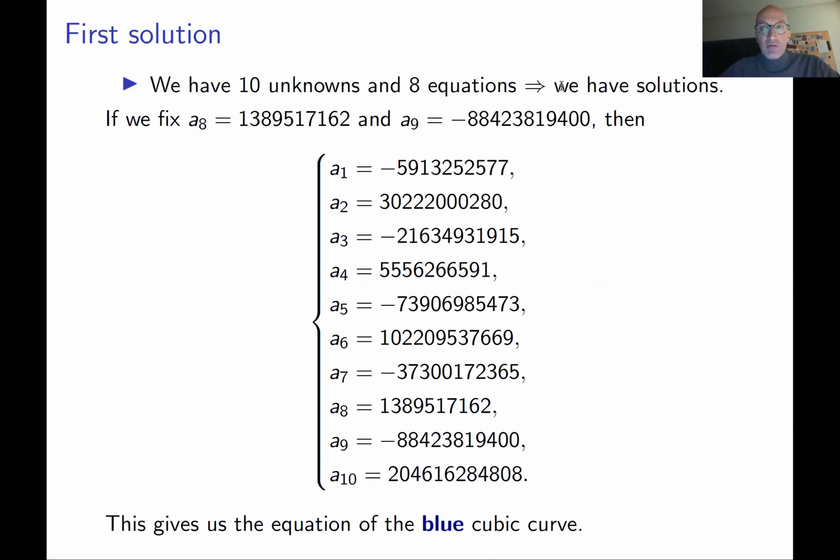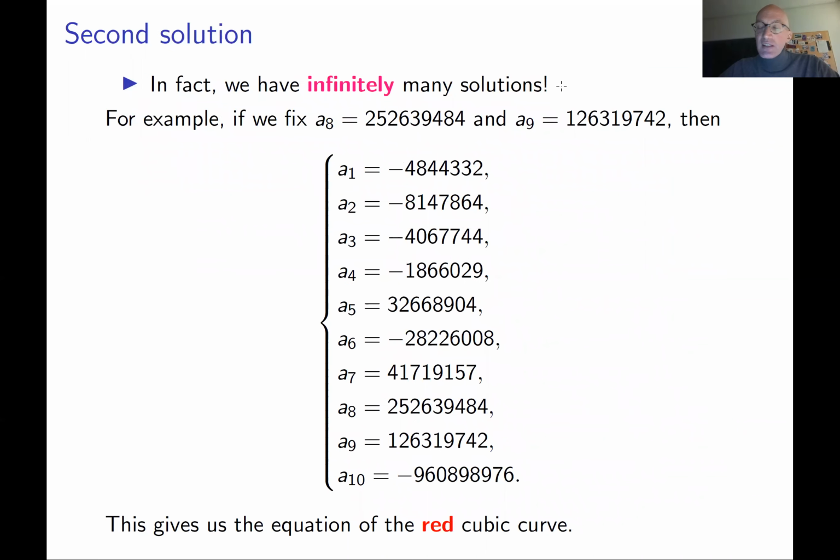Okay, now you can do the same by playing with other parameters. You can change A8, you can change A9, and you get the equation of the red curve. Here, I just found the equation of the red curve. So these 2 examples tell you that you should probably have infinitely many solutions, because you can change A8, A9 as you wish, and each time you're going to have a unique solution, and this gives you a lot of curves in the plane.